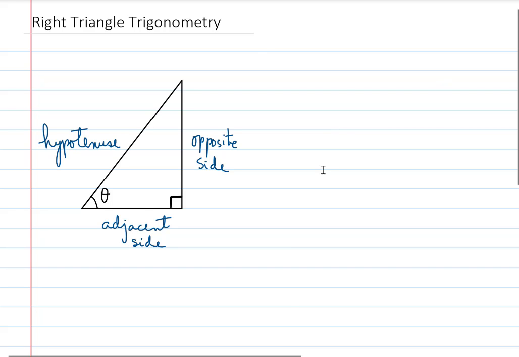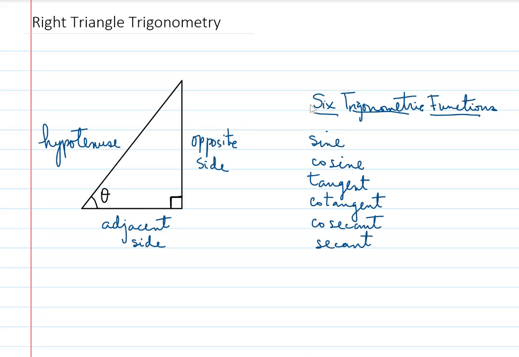So here we have our right triangle with our angle theta and the corresponding sides with respect to this theta. If we were looking at the other acute angle, then these two would switch, right? This one will no longer be opposite, this one will be opposite, and the adjacent will be opposite, and vice versa.